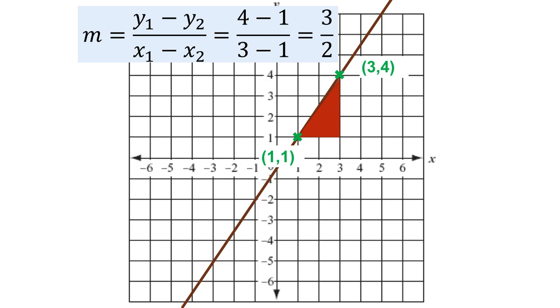And you'll see that the slope is positive. 3 over 2, it's positive. And as it's positive, it's slanting towards what? Towards the right. It's uphill, positive.